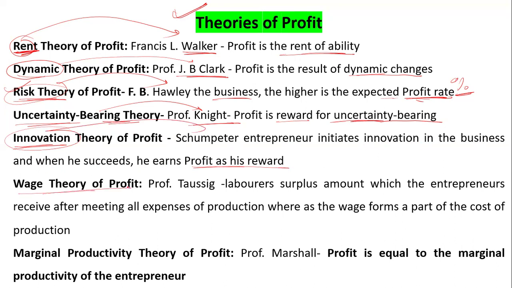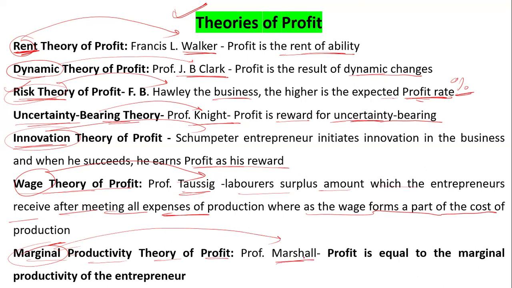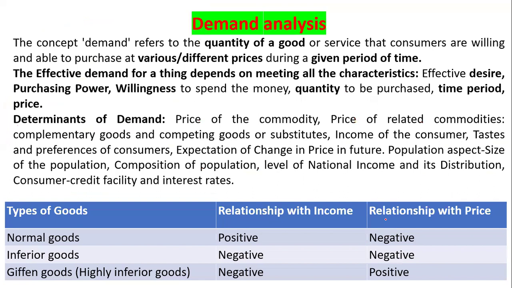Now the wage theory of profit is given by Professor Taussig. It is about the labor surplus amount which the enterprise receives after meeting all the expenses of production, where wages form a part of the cost of production. Now the next theory, the marginal productivity theory of profit, is given by Professor Marshall. Profit equals the marginal productivity of the enterprise. Marginal means additional. If you produce and sell something additional, then you will get a profit.